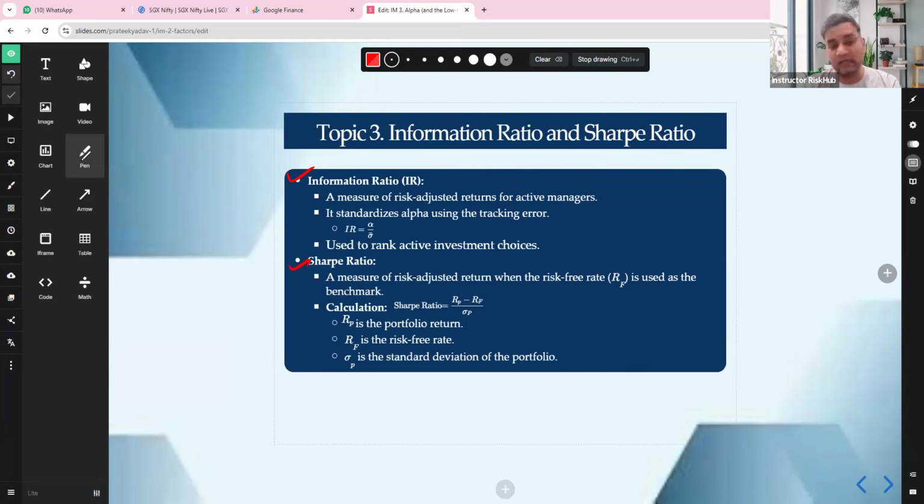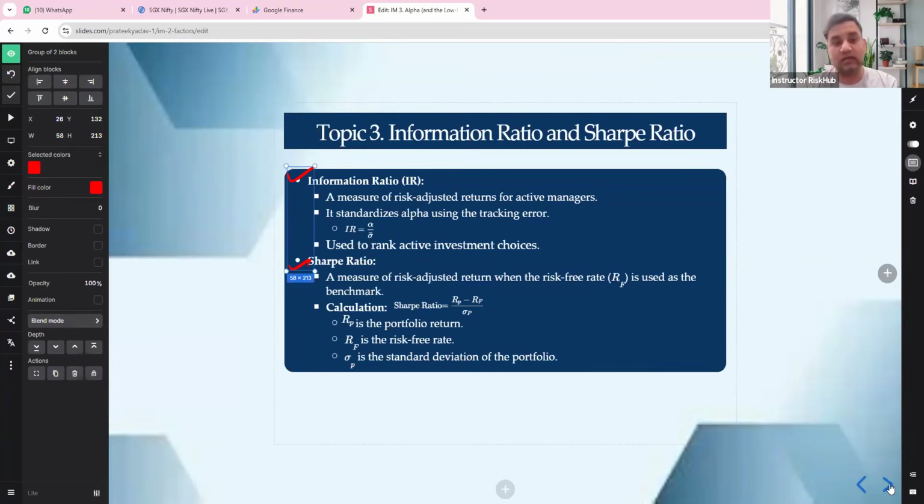So from the FRM perspective, Sharpe is more about whether the portfolio is good overall. Information ratio is about whether the manager is adding value versus the benchmark, right? So for risk management, Sharpe is used in portfolio optimization, and IR is used in manager evaluation and performance attribution, which we need to keep in mind, right? So very, very important to understand.